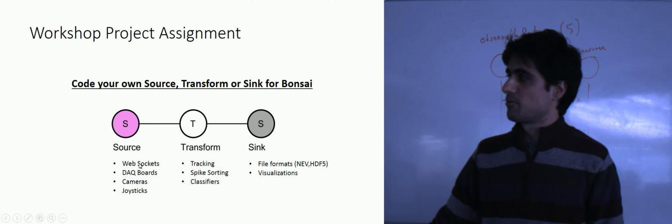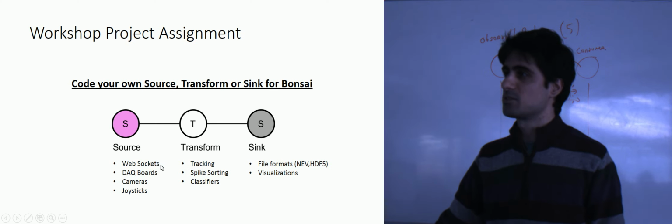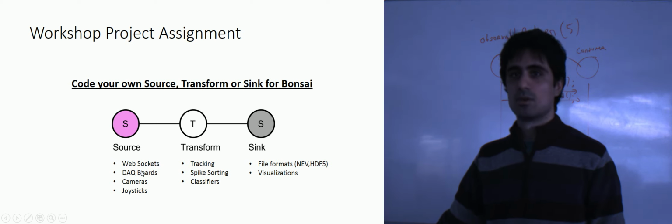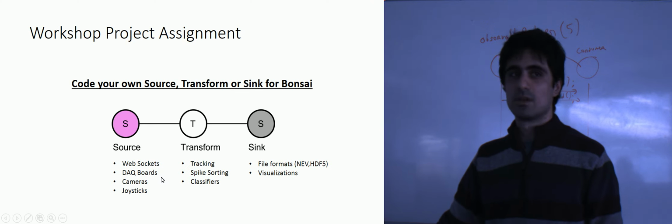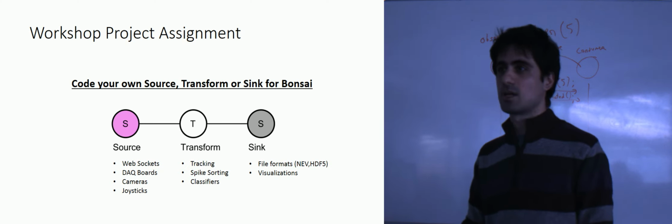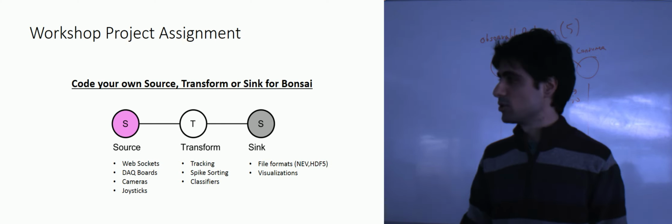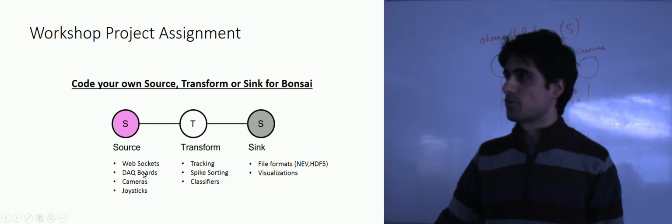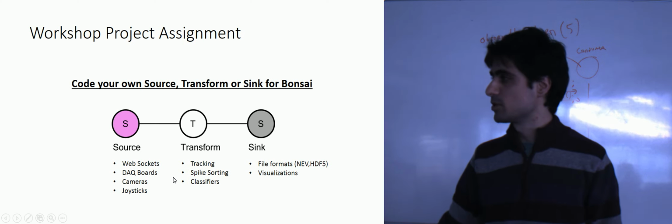We have here some examples. For sources, we've discussed for a while integrating WebSockets. This is nice for networking. It's a very popular data streaming paradigm that is emerging for the web. We would like at some point to have this in Bonsai, so it would be nice if you can play with this if you find it interesting. If you have your own hardware data acquisition boards that are not supported by Bonsai and you would like them to be, you can try to code them and integrate them so that you can use them. Cameras, joysticks, other hardware devices you might have, we'll help you do this if you're interested.